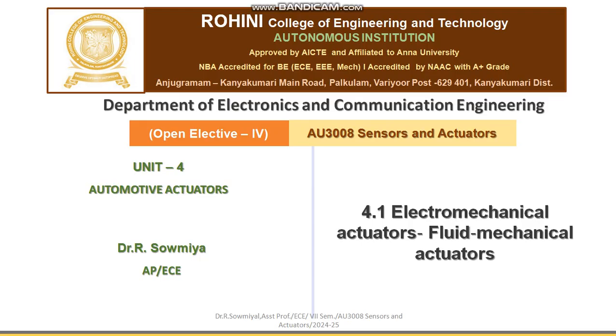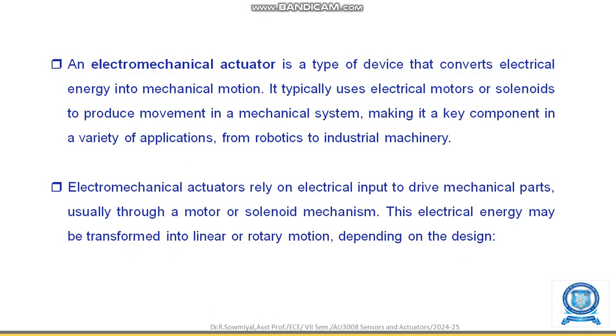Today we are going to see the subject Sensors and Actuators. Subject code is AU3008. Unit 4 is Automotive Actuators. Here we are going to see the topic about electromechanical actuators and fluid mechanical actuators.